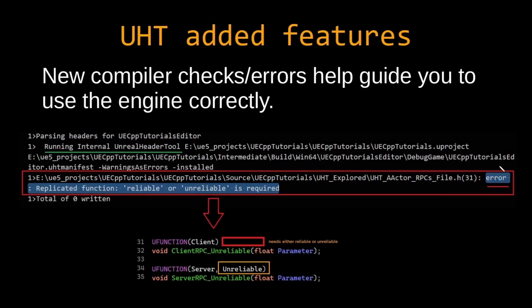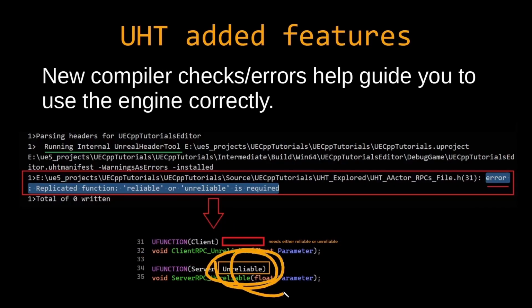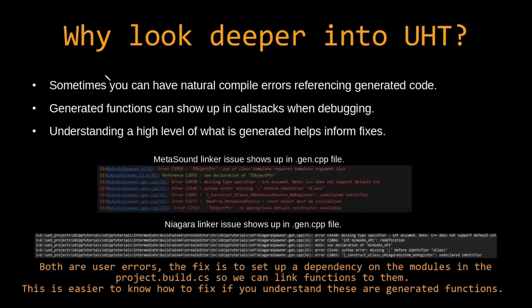UHT also adds new compile errors that guide you. So in this case of setting an RPC, it needs to know is it a reliable or unreliable RPC, and we forgot to do that here. And so it generates a compile error here, letting us know what we need to do to fix this and make it work correctly.